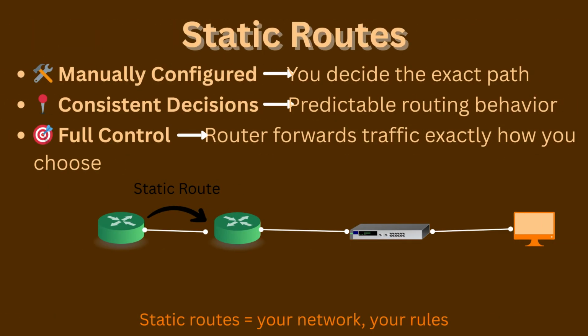What are static routes? Static routes are manually configured paths that tell the router exactly how to reach a destination network. You set them using either a next hop IP address or an exit interface. They're great when you want full control and predictability in your network, especially in smaller or specialized environments. Let's see how that works in Packet Tracer.